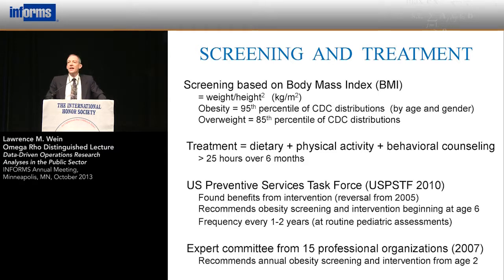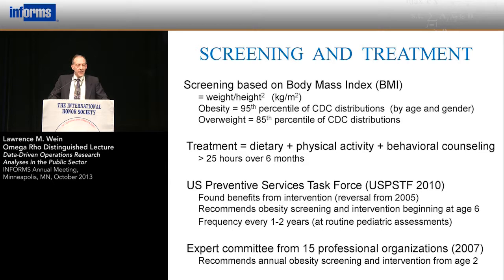Okay, so there is treatment available here. It's very costly, very intensive, 25 hours of one-on-one treatment over a 6-month period, plus a diet component, plus an exercise component. And the U.S. Preventive Services Task Force, which is a group of medical experts, reversed their findings from 2005, and in 2010 looked at the literature and decided that this comprehensive treatment does indeed reduce BMI.